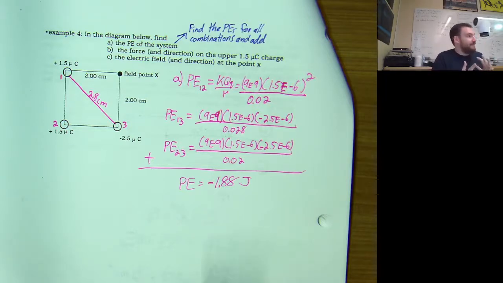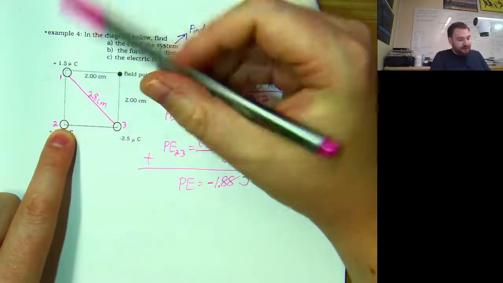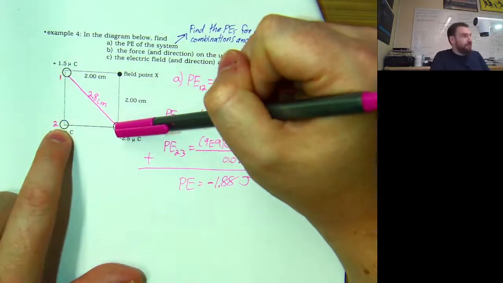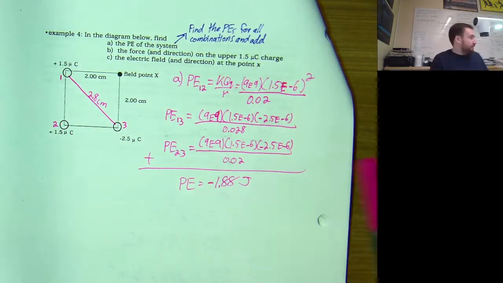Means what? Because these two are going to repel each other, but there's going to be an attraction between these two and these two. So if my potential energy is negative, that means the work. What work am I doing here? Am I holding these together or am I pulling them apart?